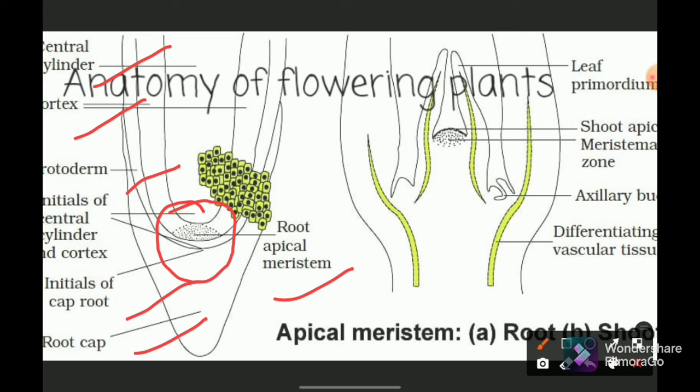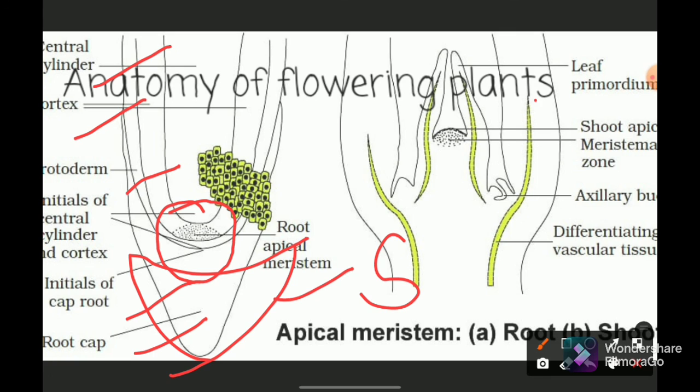We are focusing on the root apical meristem, which is at the tip. Here you can't say it is at the tip just because we have a root cap, and the function of this root cap is mechanical protection. If you remove the root cap, then the root apical meristem is at the tip. Then we are going to talk about the shoot apical meristem. See over here, it's a very clear representative structure.